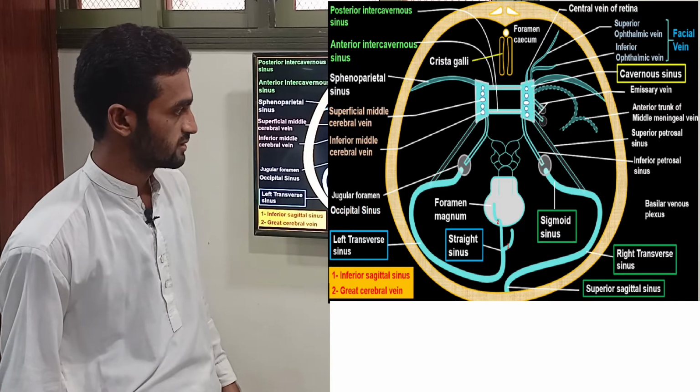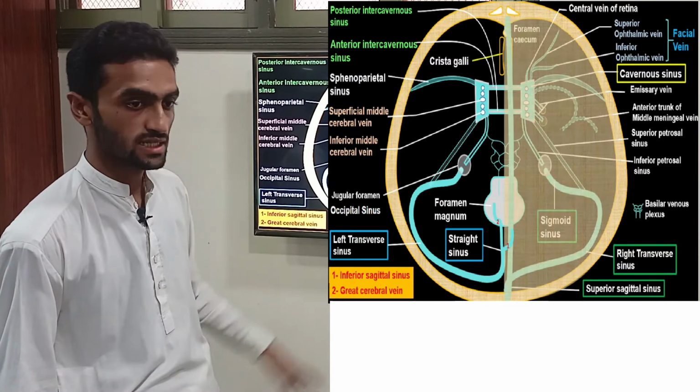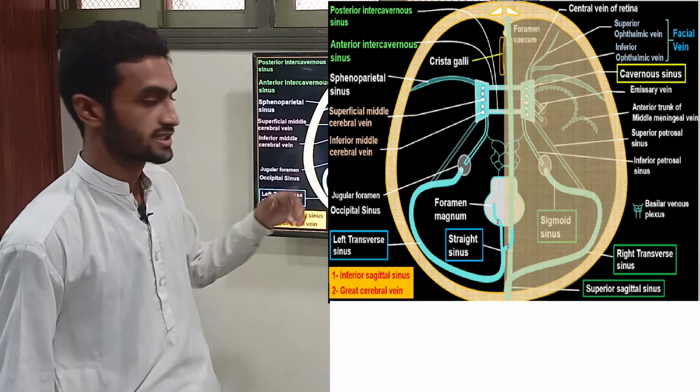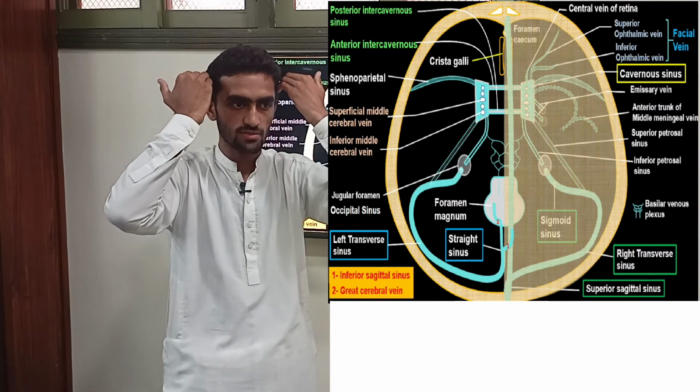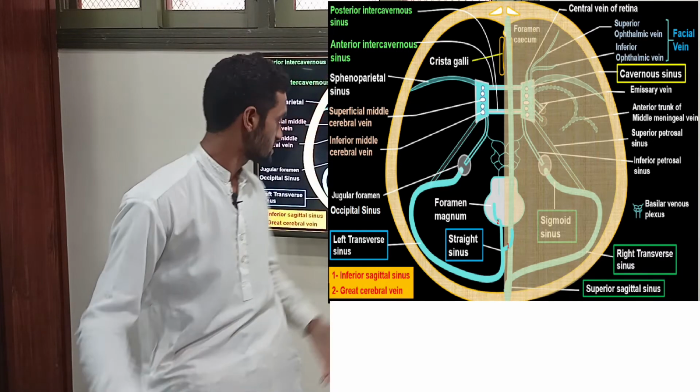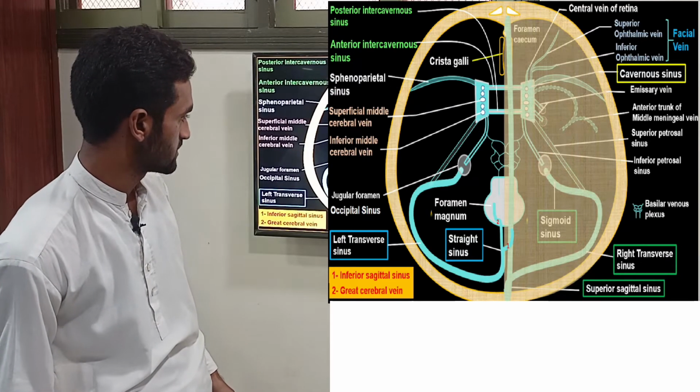So let's see the complete picture, which is here. On the superior margin is the superior sagittal sinus, and on the back is the occipital sinus, which I think is not mentioned.